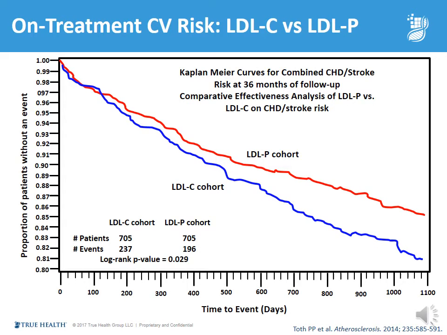Here is the Kaplan-Meier survival curve. So what was the survival in the patients who achieved an LDL cholesterol level of 100 versus those who got their LDL particle count under 1,000 nanomoles per liter? Remember, the steeper the slope, the worse the outcome. And clearly, those getting LDL particle count to that 20th percentile cut point or lower had better survivability.